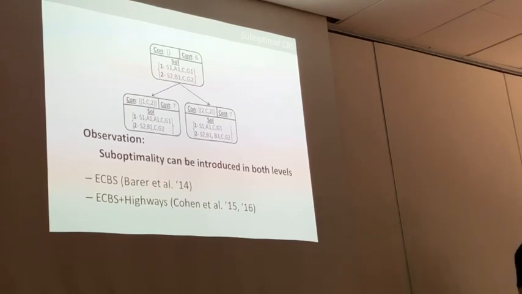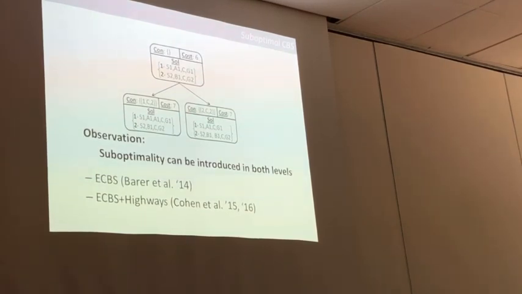So ECBS with highways, the idea there is that you set beforehand some predefined, user-defined pathways where you prefer the agents to go through. And then you're willing to tolerate some suboptimality if they go through these pathways. And this helps not only efficiency, but also it outputs paths that are more predictable. You know where the agents are more likely to go, and this is desirable in several applications.